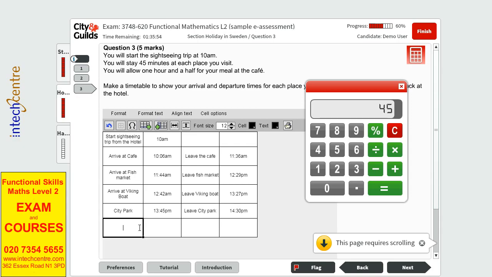From city park, we'll be going back to the hotel. And it will take us 10 minutes to get to the hotel. So the time will be 14:40 p.m. So 20 to 3. We don't have to leave anywhere. We go to the hotel. We don't have to go anywhere else now. And this is this.